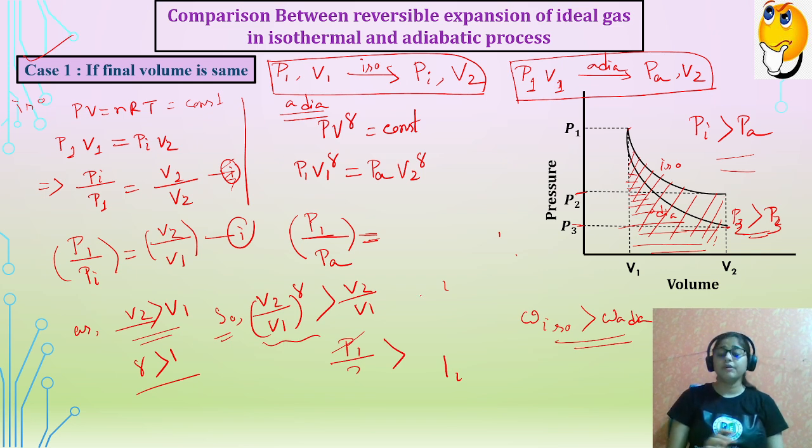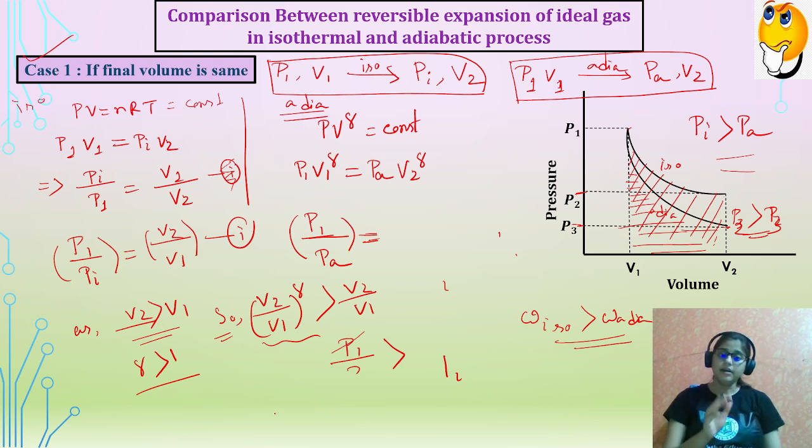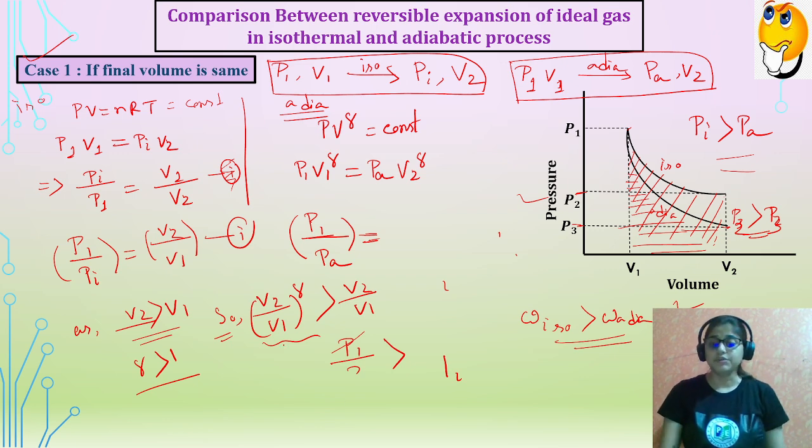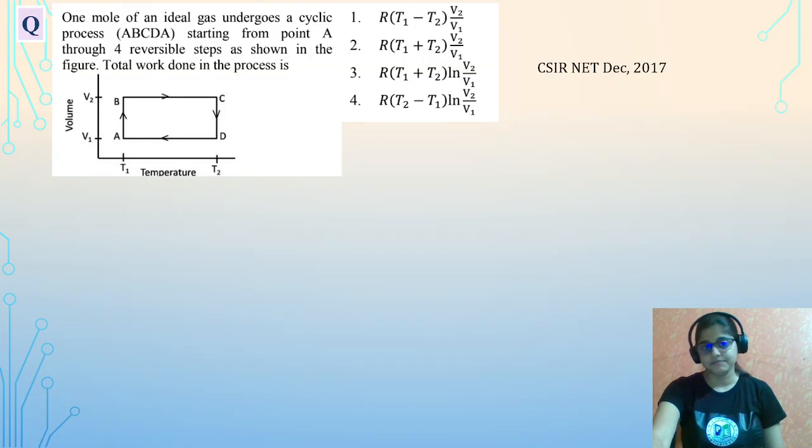Because we know that, please remember this one, that for any graph, for any reversible case, if the graph is given, and obviously the graph is between the pressure and volume, the area under the curve for the pressure and volume graph is the work. So in both cases, we can see that W iso is greater than W adia. Fine.